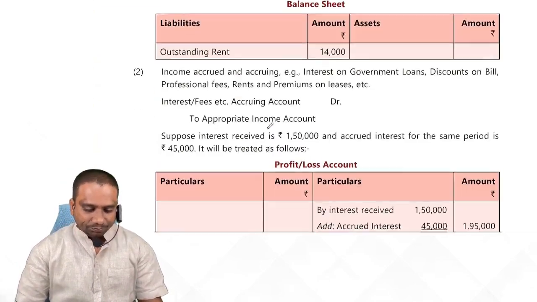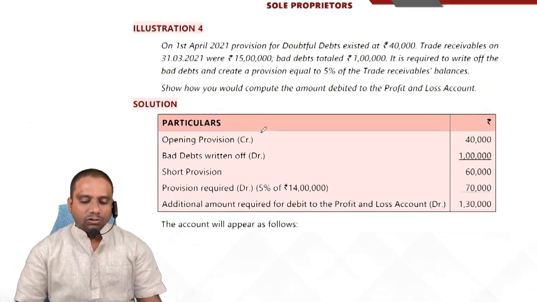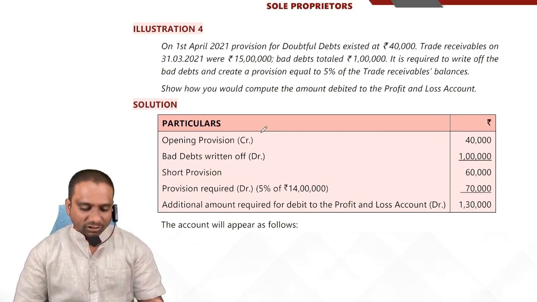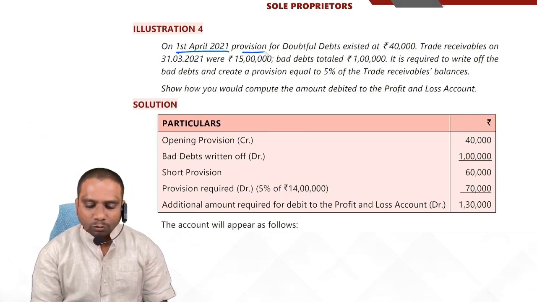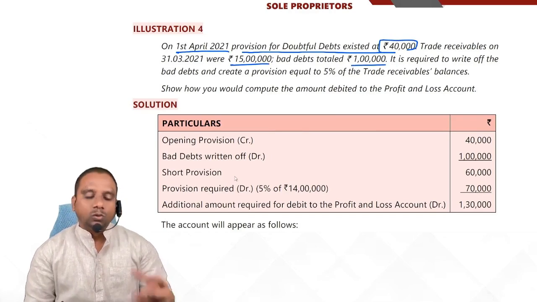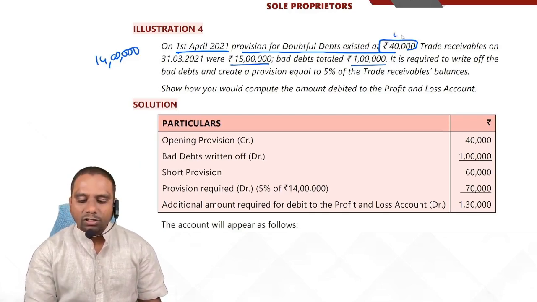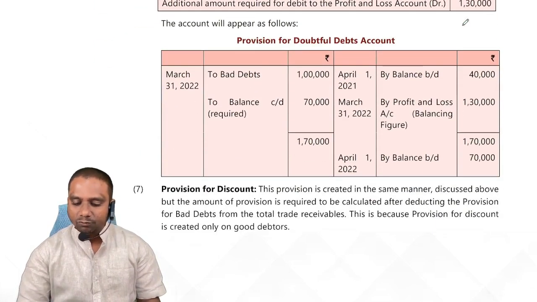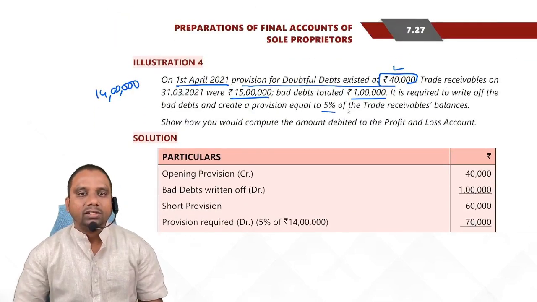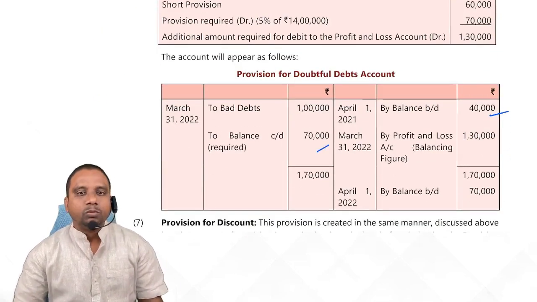Next problem. Illustration 4, observe. This we have already discussed in the important adjustments concept. Look at 1st April 2021: provision for doubtful debts 40,000, trade receivable 15 lakh, bad debts 1 lakh. So, what is the net amount of debtors? 14 lakh. Already we have a provision of 40,000, so provision account credit 40,000. On 14 lakh, how much provision do we have to create? 5%. 14 lakh into 5% is 70,000. This becomes the closing balance in the provision account.